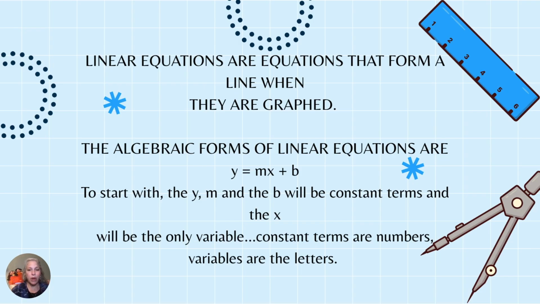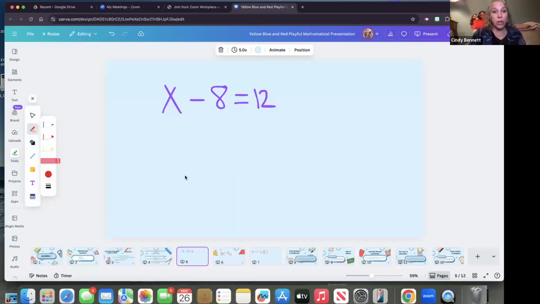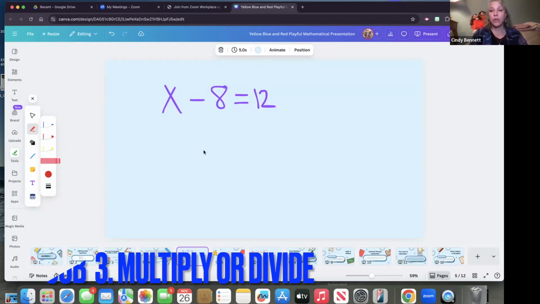So let's practice these concepts. I am going to share my screen and we will be practicing doing equations. So here we go. We are going to use our rules. First of all, simplify anything you can simplify. Number 2, add or subtract. Number 3, multiply or divide. Okay, so this is our first equation.